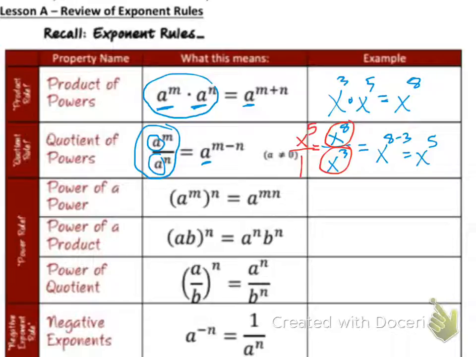To the power of a power: if you take an exponential expression and raise it to another exponent, then you multiply those powers. So we see that here. If I have x to the eighth, and then I raise it to the fifth power, then I multiply, and it's x to the 40th. Okay, so 5 times 8 is 40, I hope.